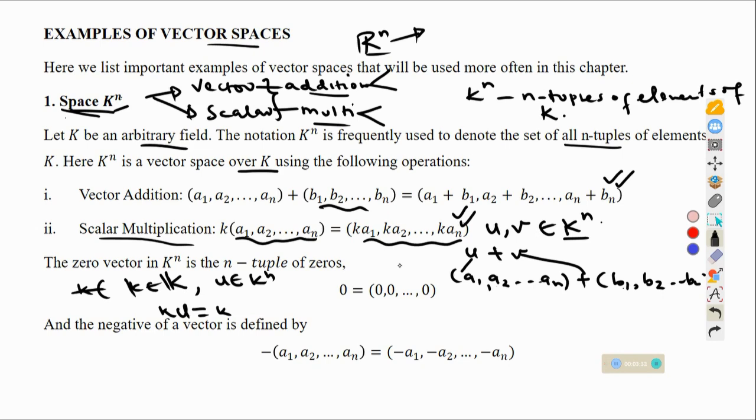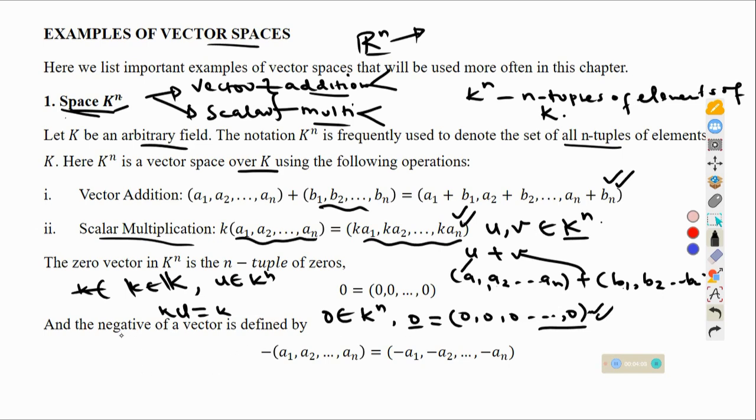So likewise, we can easily define the zero vector in K to power n, and this zero vector will be simply the n-tuple of all zeros. In other words, when we pick 0 from K to power n, then all the elements of this given vector will be zeros. So that is the n-tuple of zeros, like the way we talked about the zero vector in R to power n. So it will be almost the same.